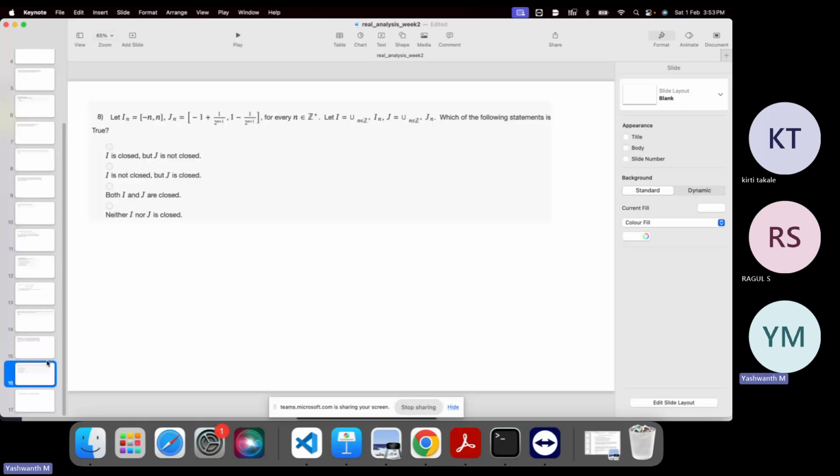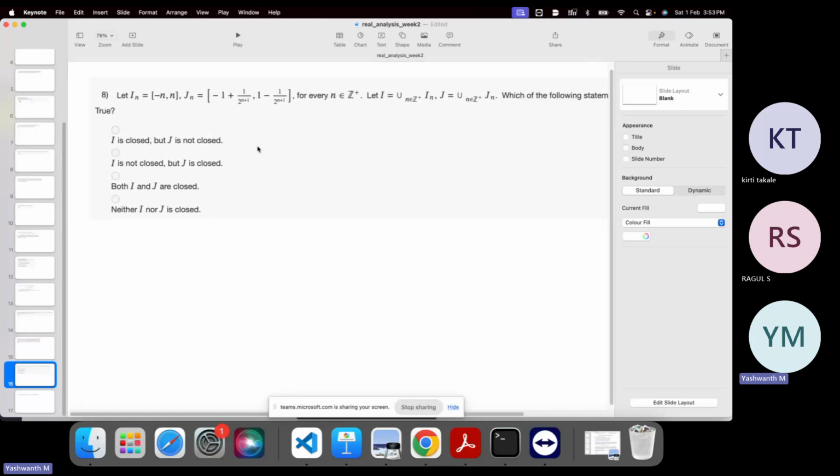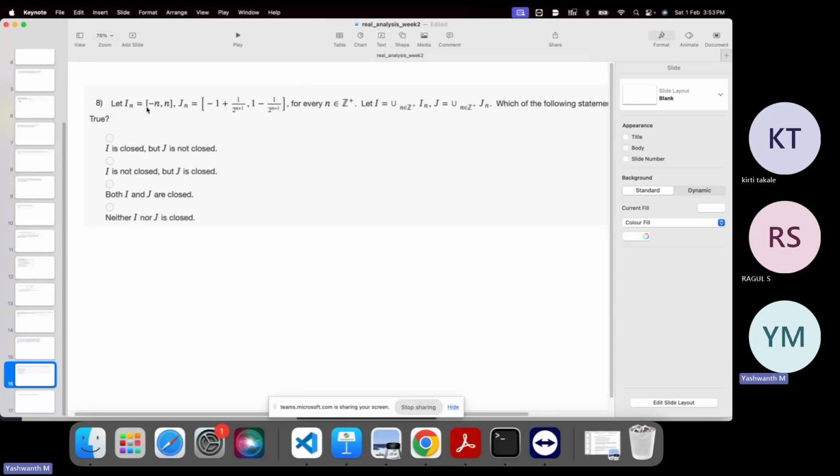Yeah, I think this is the last question for this topic. Okay, so this is I_n, the closed interval minus n to n, and this is J_n, minus 1 plus 1 by 2 power n plus 1, 1 minus 1 by 2 power n plus 1. So basically what is happening is these I_n's are increasing: minus 1 to 1, minus 2 to 2, minus 3 to 3, and minus infinity to plus infinity is covering the entire real line.